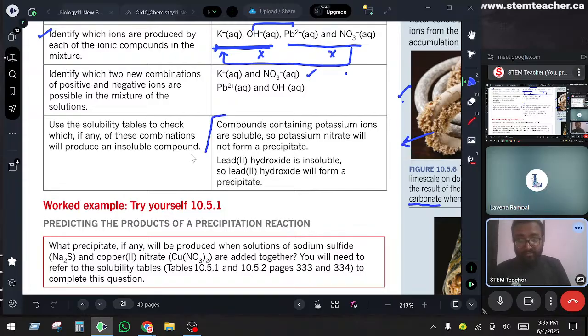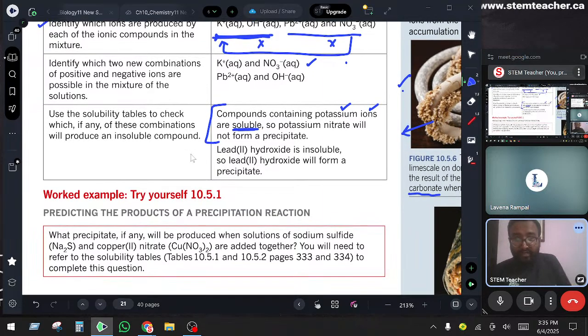This is the understanding. Compounds containing potassium ions are soluble, so potassium nitrate will not form as a precipitation. It is soluble, okay? Potassium ions are soluble, it will dissolve. Next, lead hydroxide is insoluble. It is the precipitation that will form, so lead hydroxide will form as a precipitation.